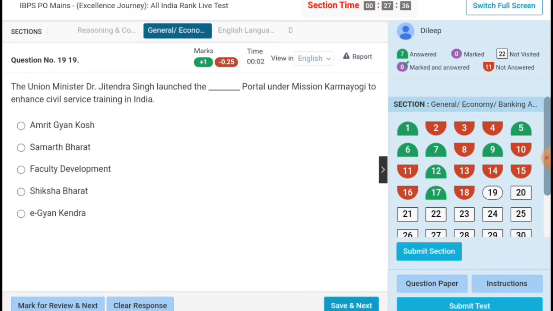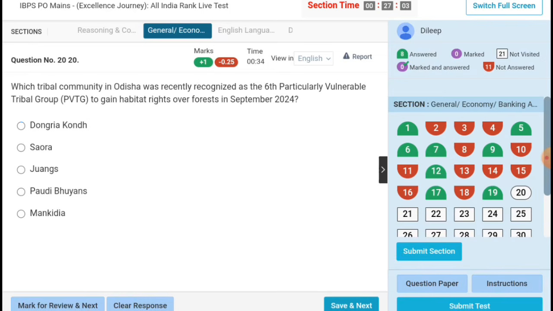Union Minister Jitendra Singh launched Amrit Gyan Kosh or Igyan Kendra. Union Minister Jitendra Singh launched the dash portal under Mission Karmayogi to enhance civil service training in India. I think Samarth Bharat or Shiksha Bharat. I think Amrit Gyan Kosh Portal.